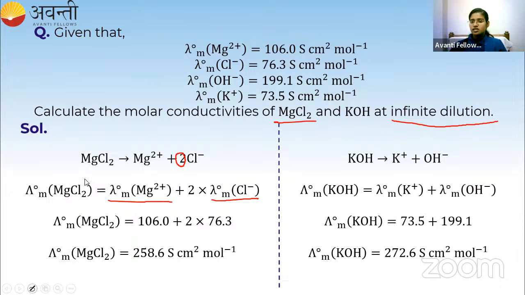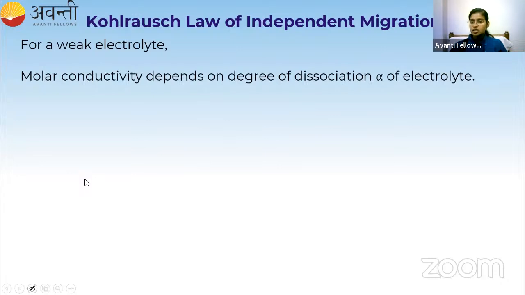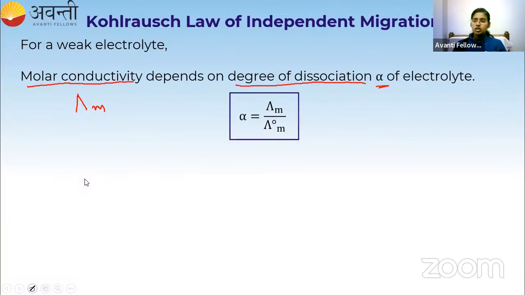Fine. Now, for a weak electrolyte, like a weak acid, a weak base, and a salt containing weak acid or base, those are called weak electrolytes. For those substances, the molar conductivity depends on the degree of dissociation of the electrolyte. Molar conductivity, which is lambda m, depends on alpha, which is called the degree of dissociation. Alpha is equal to lambda m by lambda m naught. They are directly proportional to each other.